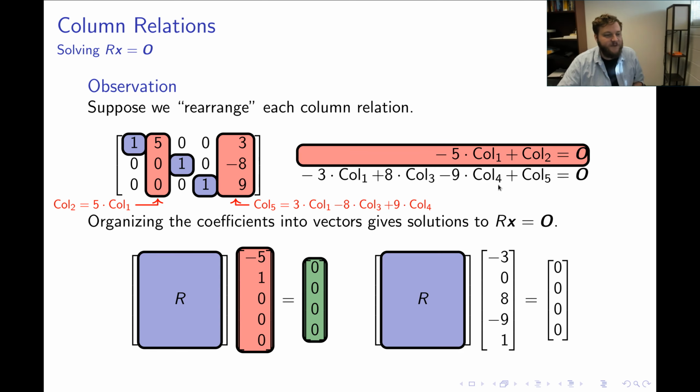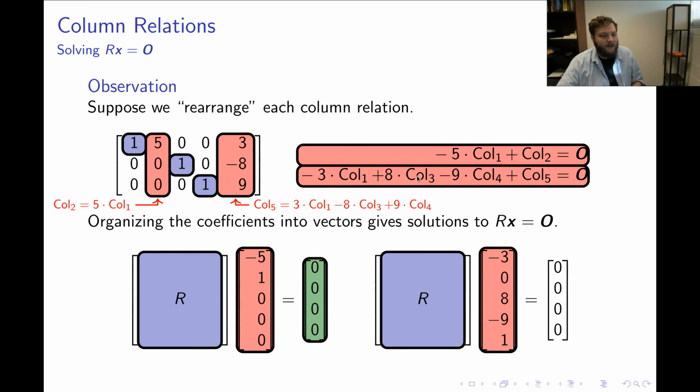I can play the same game with the second equation here. This is a linear combination of the columns of our matrix R. The weight for column 1 is negative 3. The weight for column 3 is 8. For column 4, the weight is negative 9. And for column 5, the weight is 1. Of course, column 2 is not in the equation, which means its weight is 0. So if I took this matrix R and multiplied by the vector negative 3, 0, 8, negative 9, 1, this should produce the 0 vector. So this is interpreting the column relations on the level of matrix vector multiplication.